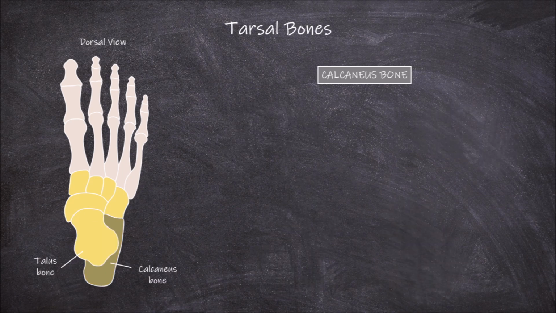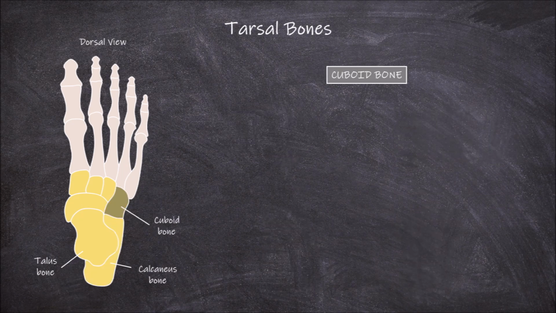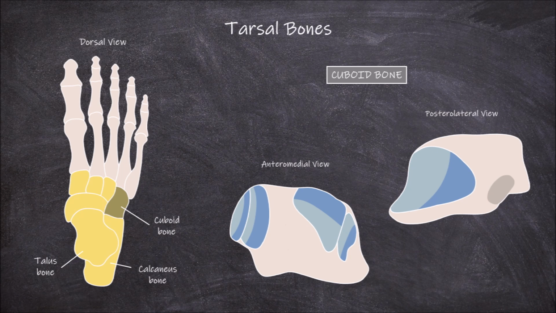Underneath this bone is the calcaneus bone. The calcaneus is the largest of the tarsal bones. It is also known as the heel bone as it forms the heel of the foot. Distal to the calcaneus bone is the cuboid bone. The cuboid bone is cube-like in shape and forms an important part of the lateral side of the foot.